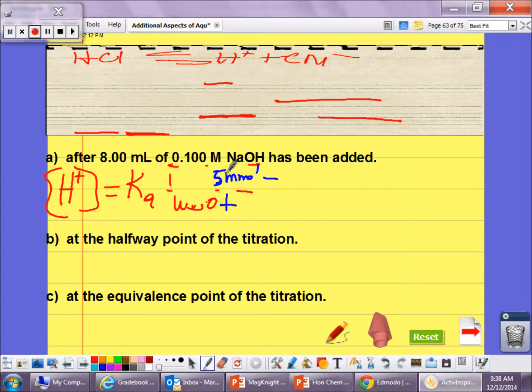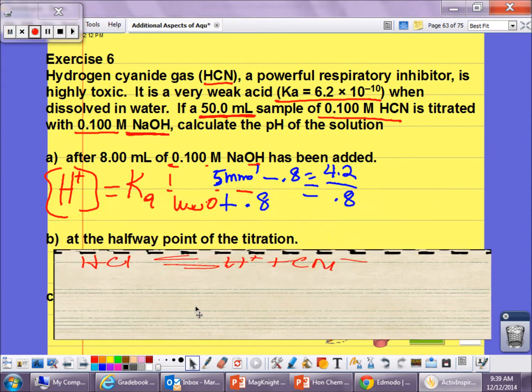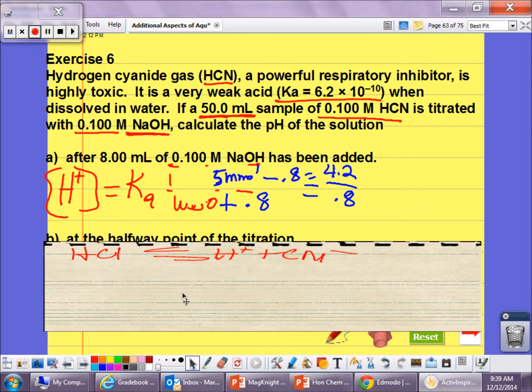This is 5 millimoles. We take away the millimoles of the strong base, 0.8. So 5 minus 0.8 is 4.2. This one is 4.2 divided by 0.8, which is 5.25, times the Ka. The Ka is 6.2 times 10 to the negative 10.